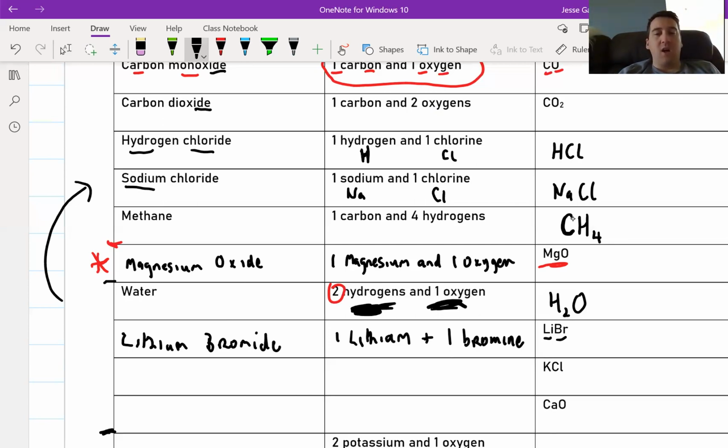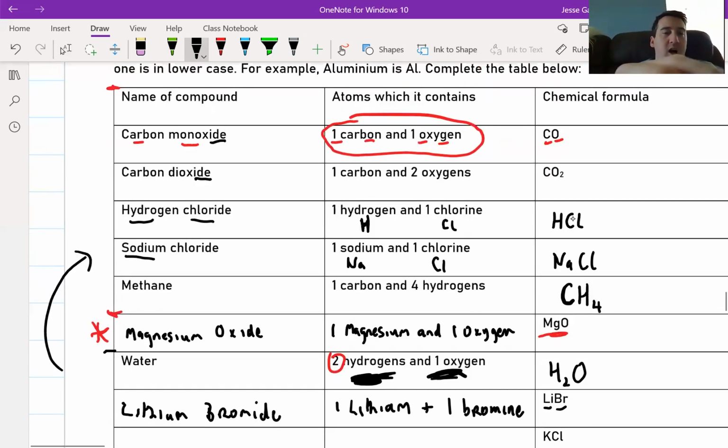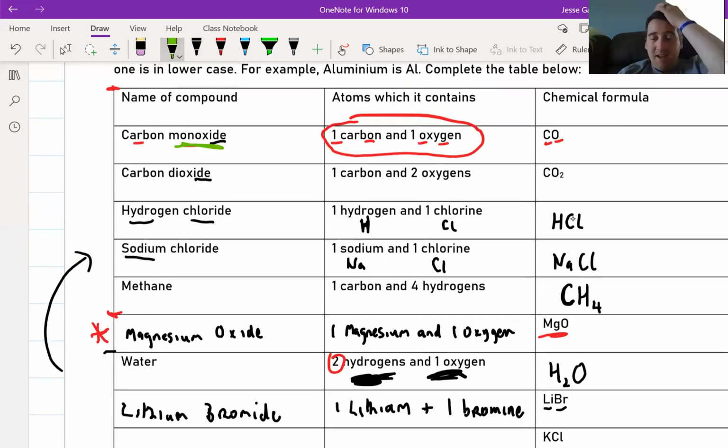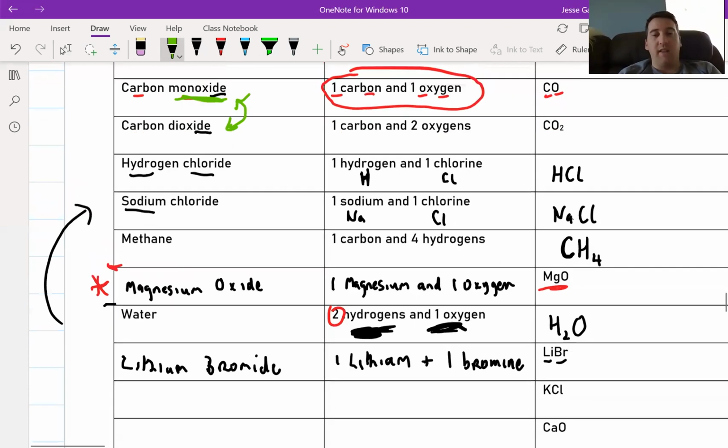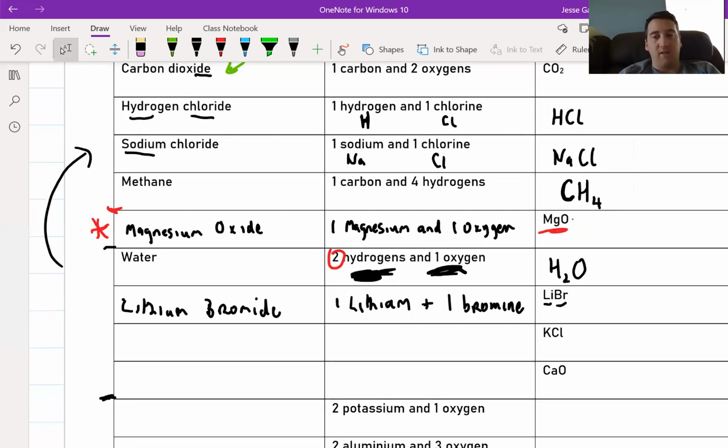You might be thinking, why is it not lithium monobromide? It was carbon monoxide up here. Well, the reason is that there's carbon dioxide as well, so you have to distinguish between the two. We can't just call both of them carbon oxide because they're different things. Whereas this one, it's only lithium, one bromide, there's nothing else. So we don't need to say lithium monobromide.